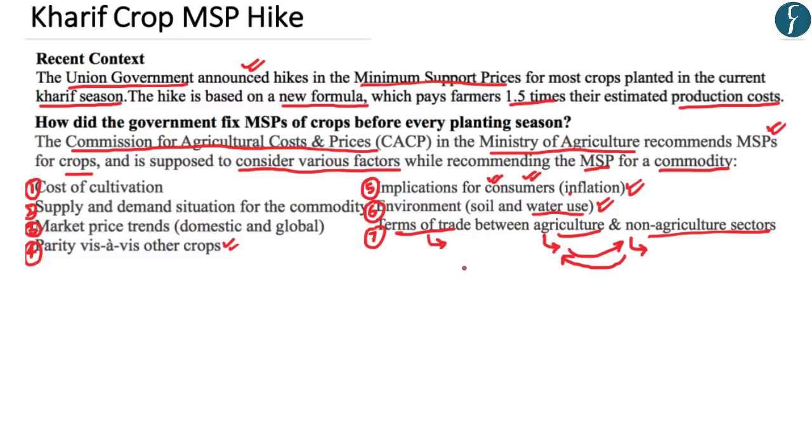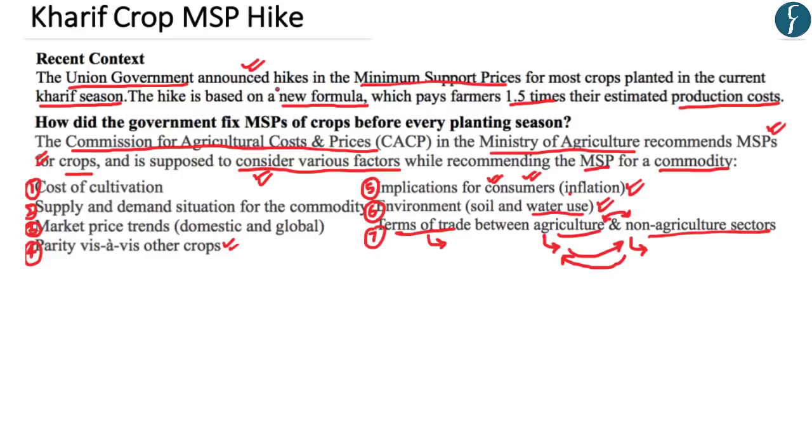Therefore the Commission for Agricultural Costs and Prices looks into the terms of trade, on how the agriculture sector and the non-agriculture sector affect the prices of each other. So now hopefully you understood the various factors that were used by the Commission for Agricultural Costs and Prices to recommend MSP prices for crops.